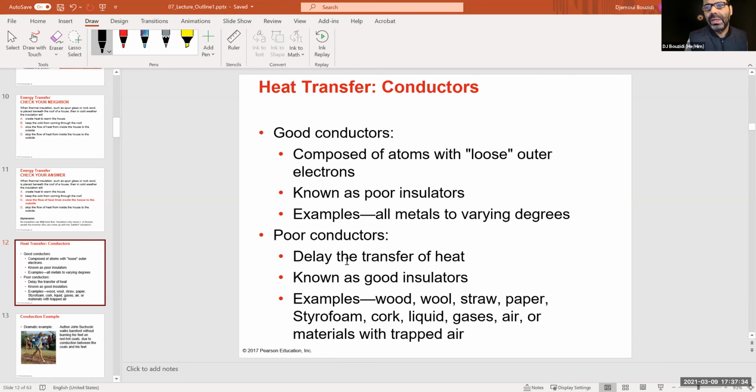Poor conductors delay the transfer of heat and are known as good insulators, like wood, wool, straw, paper, styrofoam. And one of them, which is important, is air. Air actually is a good insulator too, to some extent. That's why it's used in thermoses, for example, to keep your coffee warm. There is usually a layer of air between the inner and outer layers, and the coffee stays warm in there for a long time, okay? Air actually is a good insulator, because if air were not a good insulator, I have the plug in there that has electricity in it, so I basically would be electrified. So the air is actually a good insulator.